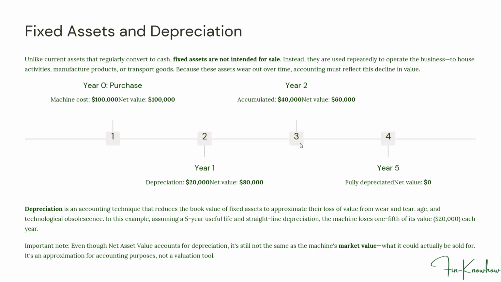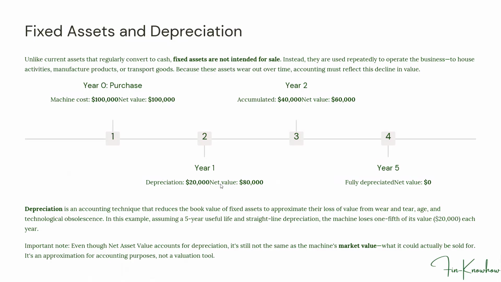By the time it gets to the next year, you have lost 2 years worth of value. So you have accumulated depreciation of $40,000. So the net value now drops to $60,000. Now, just to be clear, this doesn't mean that if you were to sell this machine at the end of 1 year in the market, it will sell for exactly $80,000. It could sell for more than $80,000. It could sell for less than $80,000. All it means is it is an estimate by an accountant to try and address the loss of value.